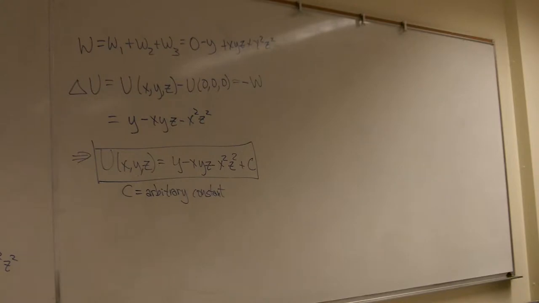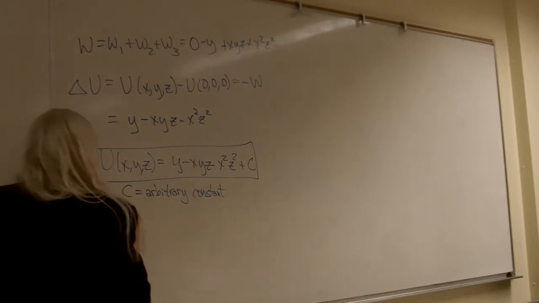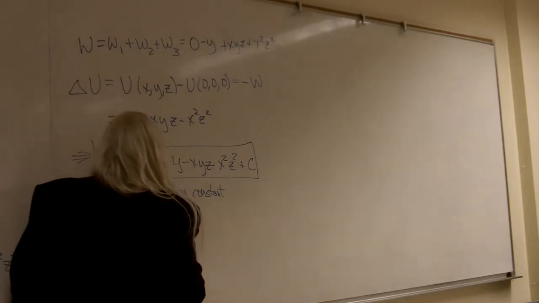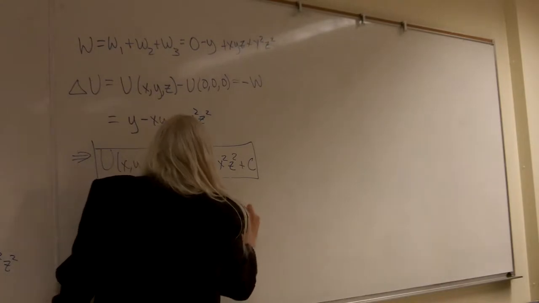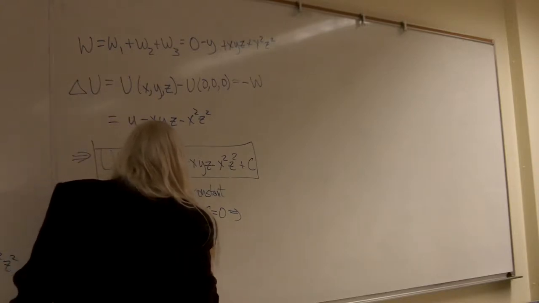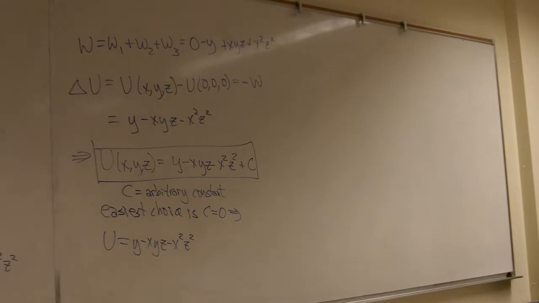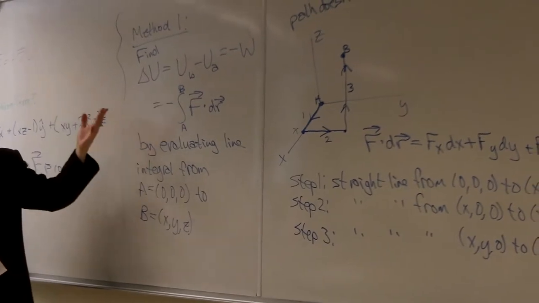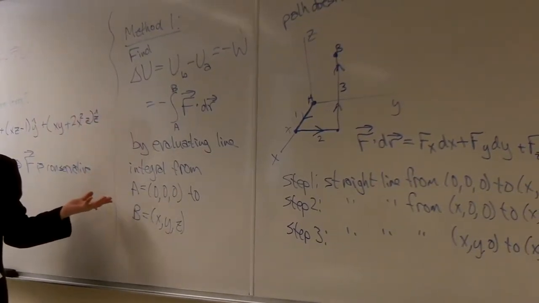Okay? So I could pick that constant to be anything. The easiest choice, of course, is to pick c equals 0, in which case u will be equal to y minus xyz minus x squared z squared. And usually when we are trying to find a potential energy, it'll always turn out that we can add an arbitrary constant to the expression we get for the potential energy without changing it. Okay? And the easiest choice, of course, is to pick that constant equal to 0. That's what we'll usually do, because usually we just care about finding some potential energy. We don't always necessarily want to have the most general possible expression for that potential energy.